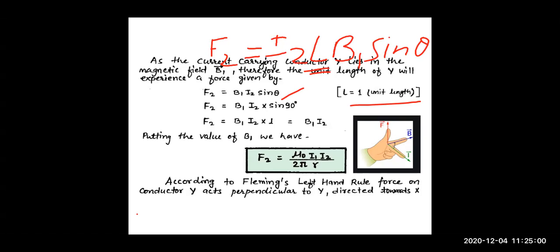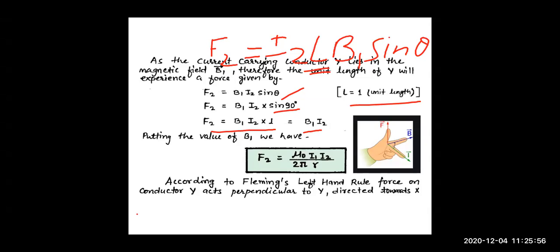Now if we take theta as 90 degrees, then we will get the value of force as B1 I2. Why are we taking it as 90 degrees? Because, children, the wires are kept parallel to each other. So the angle between L and B, they are perpendicular to each other, so the angle between L and B will be 90 degrees. So we'll get F2 equals B1 I2.